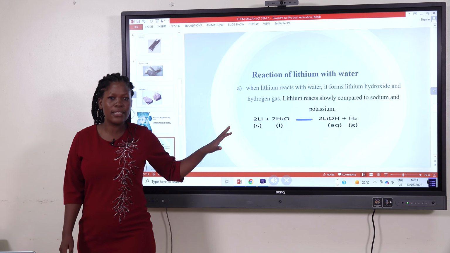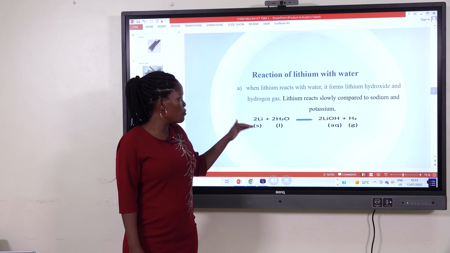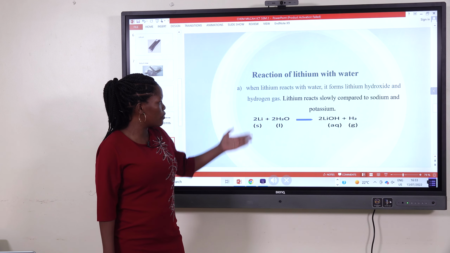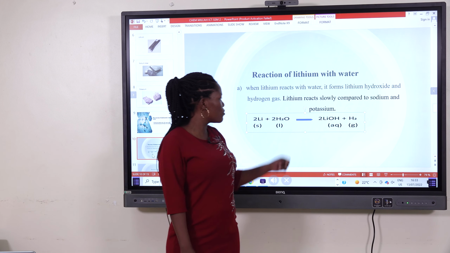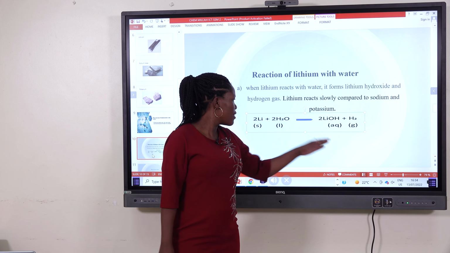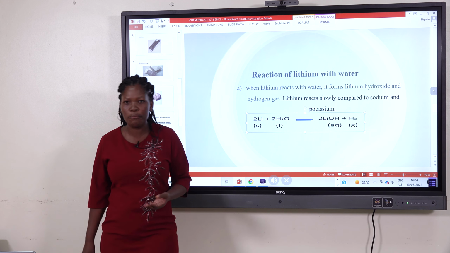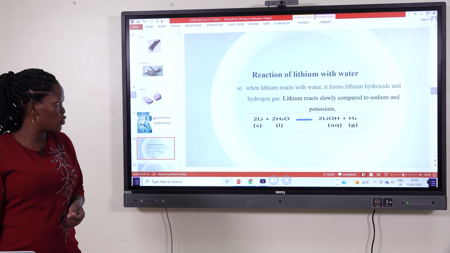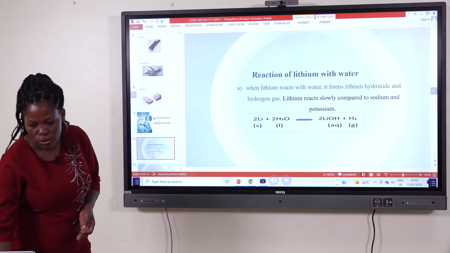And when you are writing these chemical symbols, you need to make sure that they are balanced. Like here we have 2 molecules of lithium, 2 molecules of water, 2 molecules of lithium hydroxide and hydrogen gas. Then you need to state the states for it to have a well-balanced chemical equation. So that is the reaction of lithium.